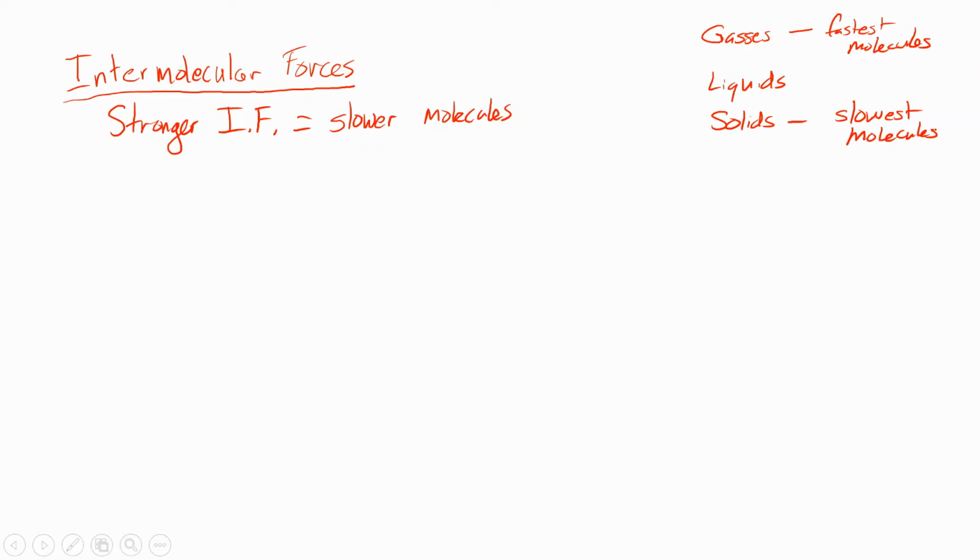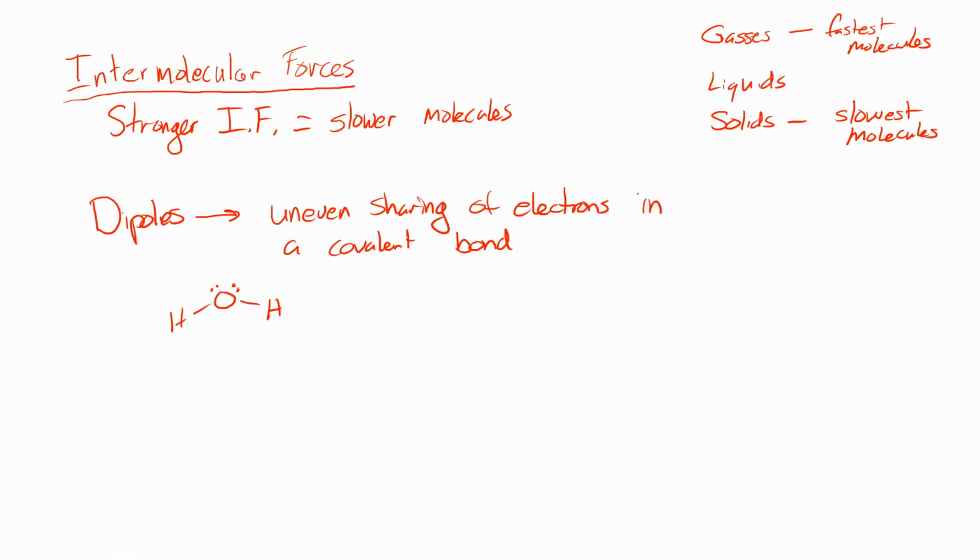This is what I just said, right? Gases are going to be the fastest molecules. They're going to have the weakest intermolecular forces. And then liquids are going to have stronger intermolecular forces, and solids are going to have the strongest intermolecular forces that we're going to see. So if we're just looking at a scale here, this is what we're going to see. All right, when we talk about intermolecular forces, what we're talking about are dipoles. Dipoles are a new concept that we're going to use to discuss intermolecular forces, right?